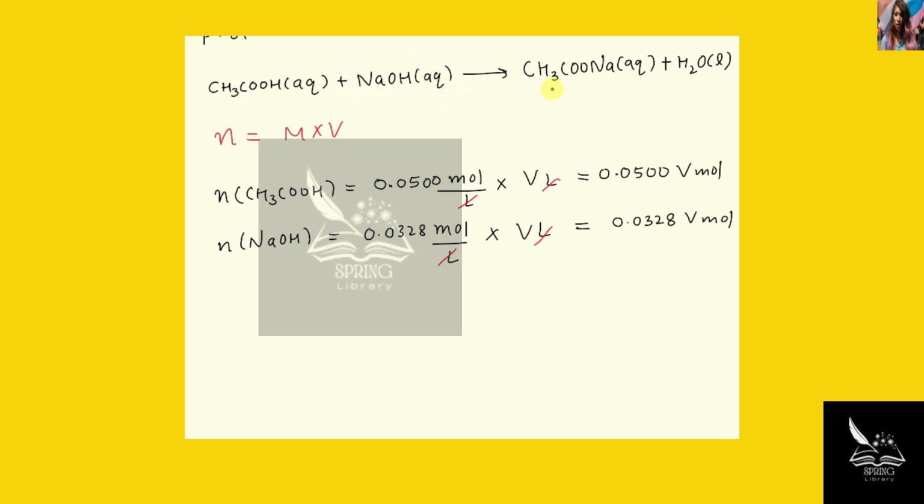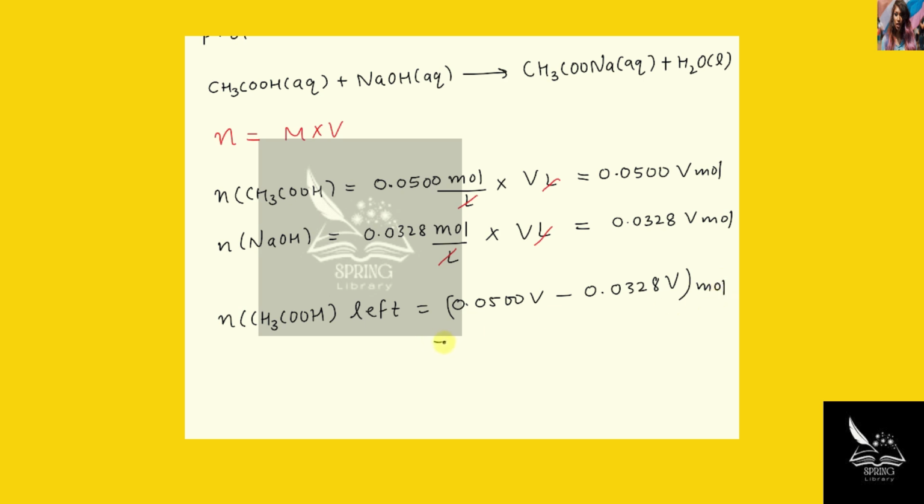Now we can say that 1 mole of acetic acid reacts with 1 mole of NaOH. Therefore, we will get the 1 mole of salt and 1 mole of water. And here we are having less number of moles of NaOH. Therefore, we can say that it will be consumed in the reaction, and after the reaction, the moles of acetic acid left will be equal to 0.0500 V minus 0.0328 V mole.